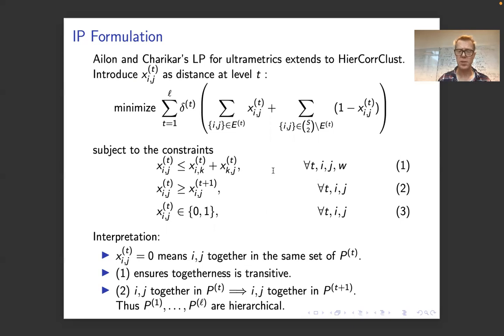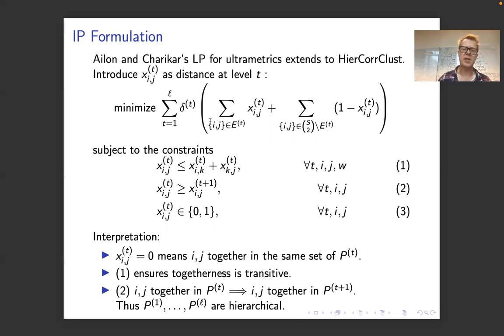So Pt will be a partition. And the second constraint is the one that says that the distances are decreasing up the levels. It means that if two things are together in Pt, they're also together in Pt plus 1. So this ensures that we have a hierarchical set of partitions, Pt. And then we have the cost function.